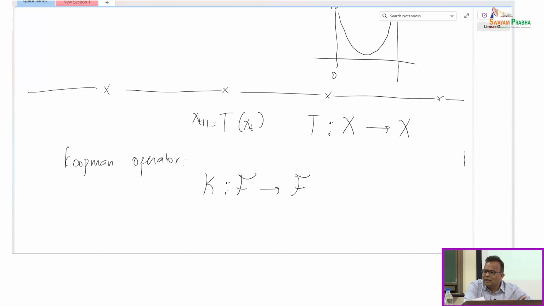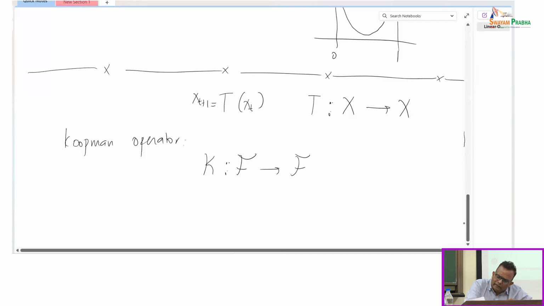X here is the underlying state space. It's a finite dimensional state space. If we are working with Euclidean spaces, this will be a vector space. It could be a manifold as well, but it's just a space. It's finite dimensional, but a function space is infinite dimensional, and hence this kappa is an infinite dimensional operator.